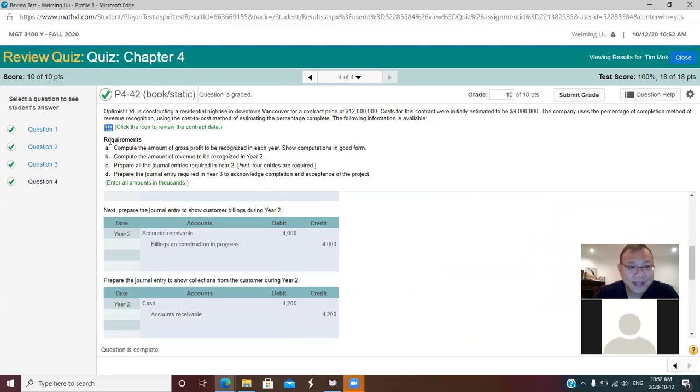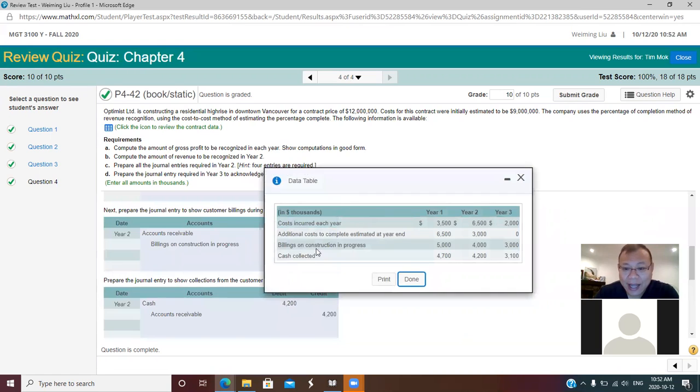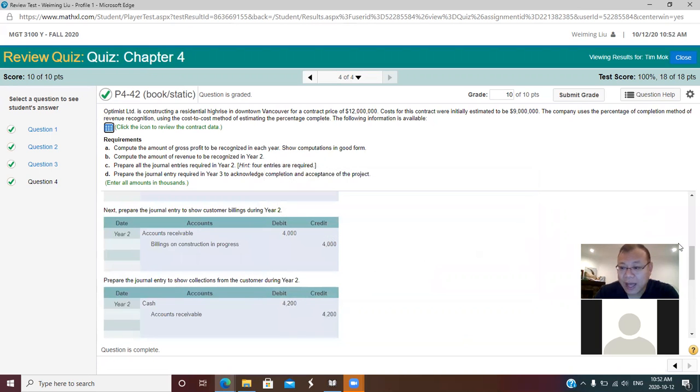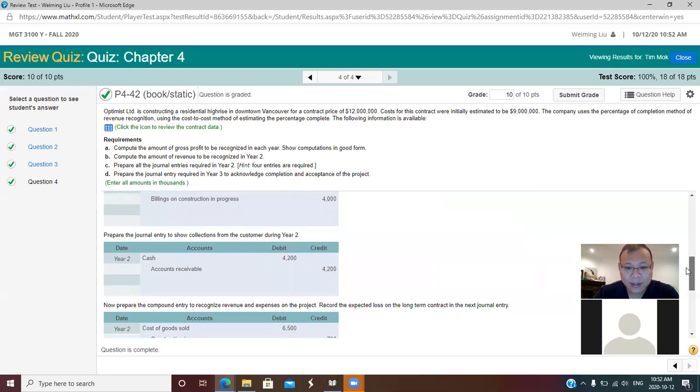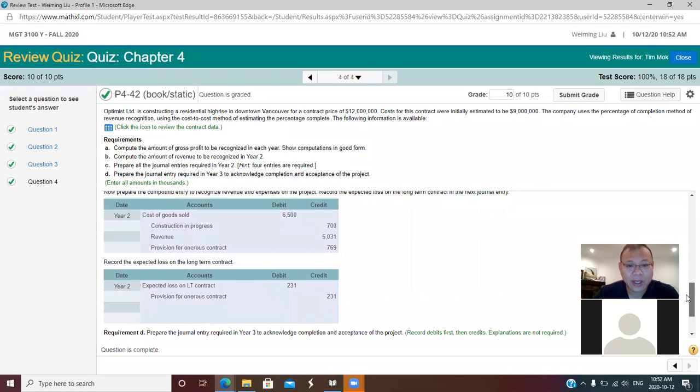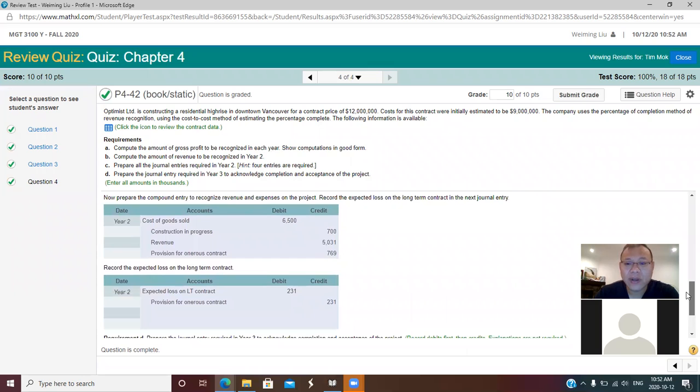We know this. And collection, cash collected, 4.2 million. So you debit cash for 4.2 million and credit accounts receivable for 4.2 million. So these three entries should be quite straightforward, right? It's not too hard. I was just getting the number entries wrong because I was putting millions.